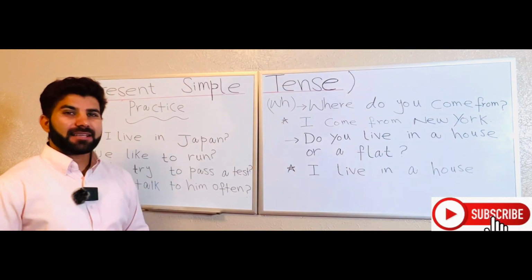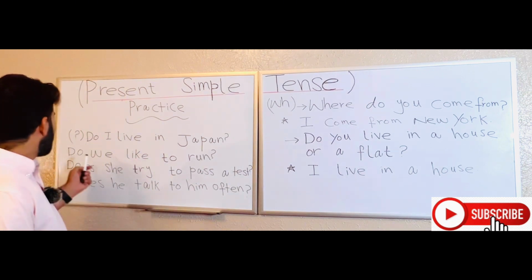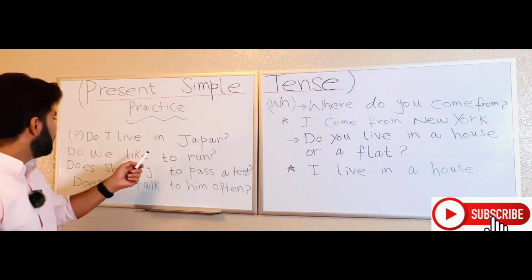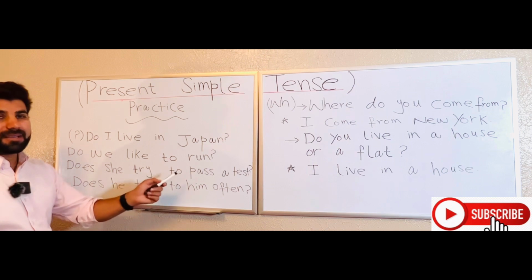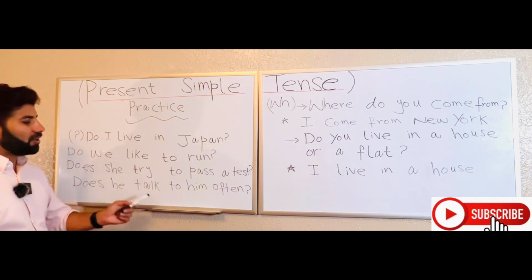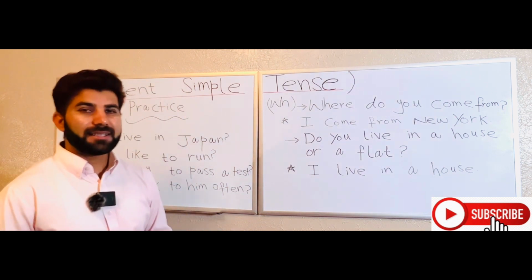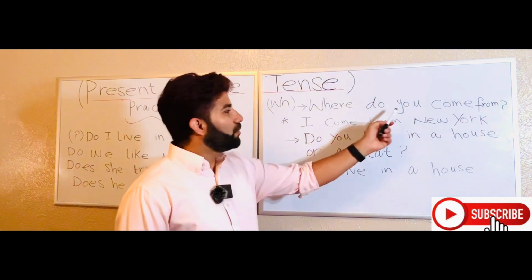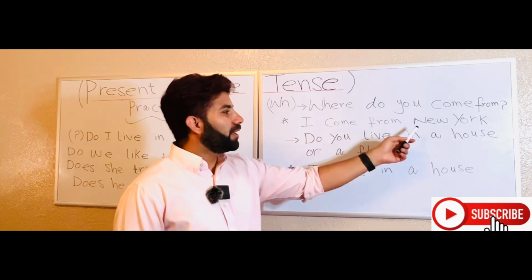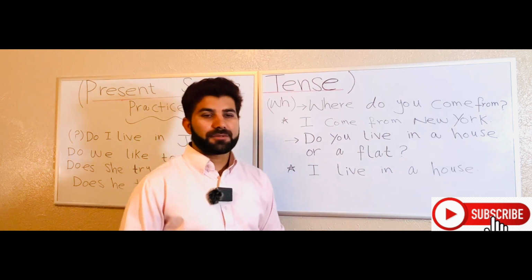Alright, as we said, if we convert the present simple tense into a question, we bring do or does to the beginning of the sentence. Do I live in Japan? Do we like to run? Does she try to pass a test? Does he talk to him often? If we want to convert the present simple tense with a WH question, then we will do it like this. Where do you come from? I come from New York. Do you live in a house or a flat? I live in a house.